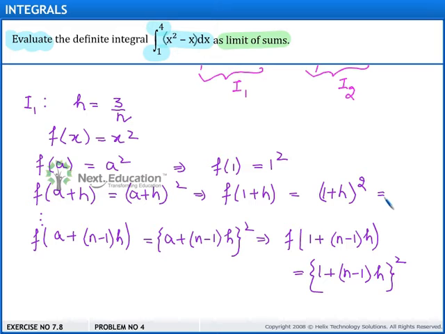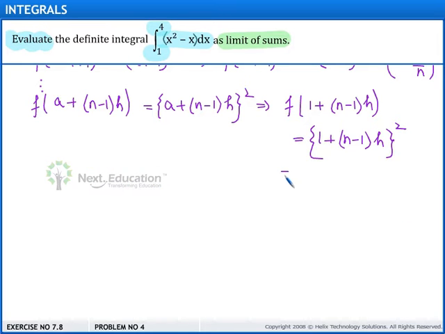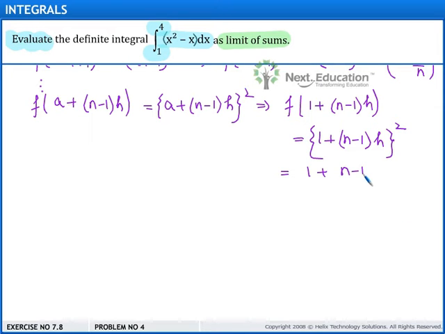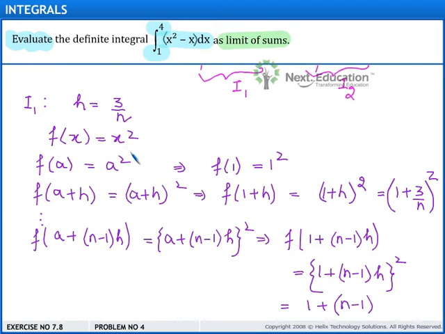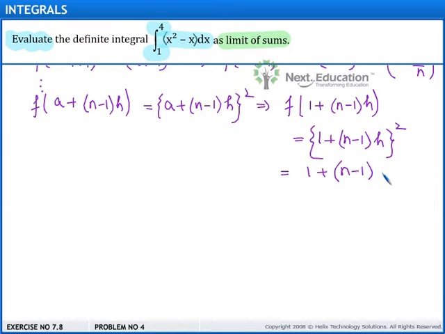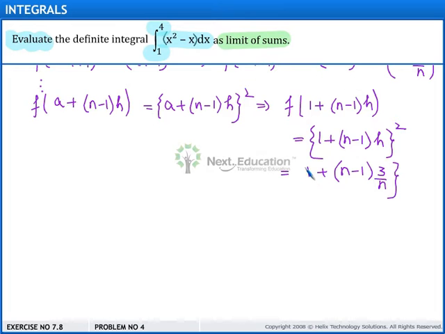and the value of h is 3 upon n. So we have (1 plus 3 upon n) whole square, and this becomes (1 plus (n minus 1) into h), which is 3 upon n, whole square.